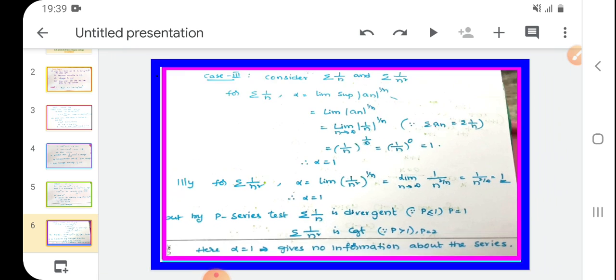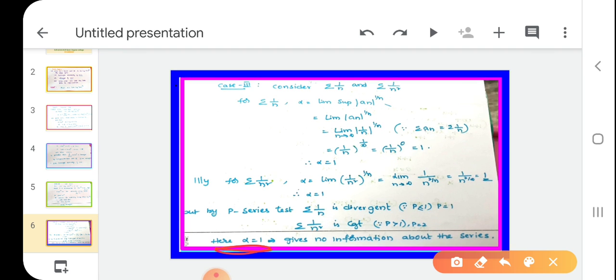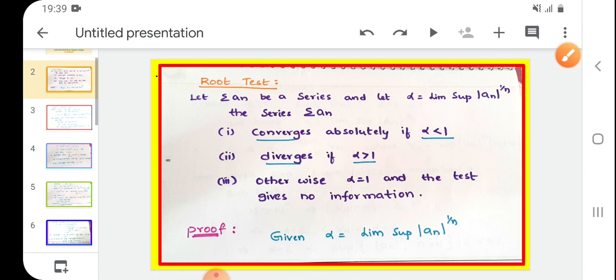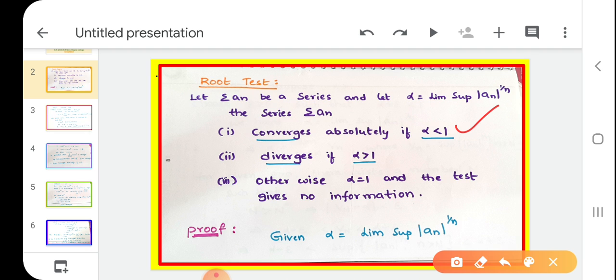Last line, see the last line. Here alpha equals 1 gives no information about the series. In the root test, if alpha is less than 1, we say the given series is convergent, and if alpha is greater than 1, the given series is divergent. If the value of alpha is 1, we can't say the given series is convergent or divergent. Just simply we write the test fails. What is the value of alpha here? Limit of |an| whole power 1 by n. This is the root test formula.